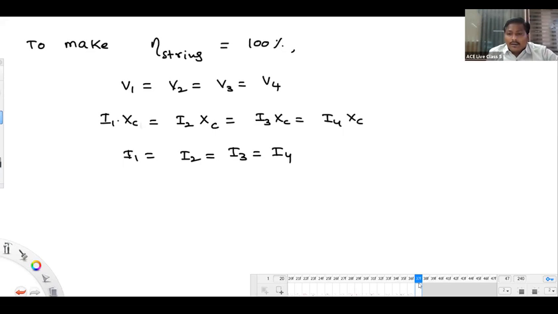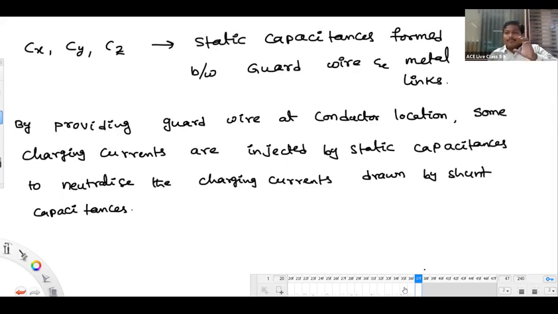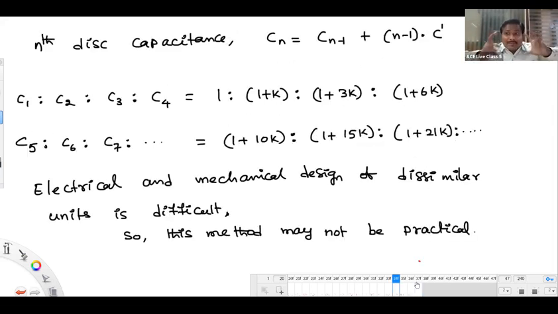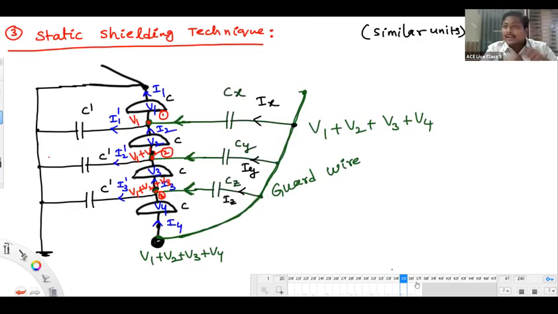Fine. So see, listen. I will ask one very simple question to you. What is the physical change you are making in method one of string efficiency? Cross arm length increment. That's the physical change, right? What is the physical change you are making in method 2?